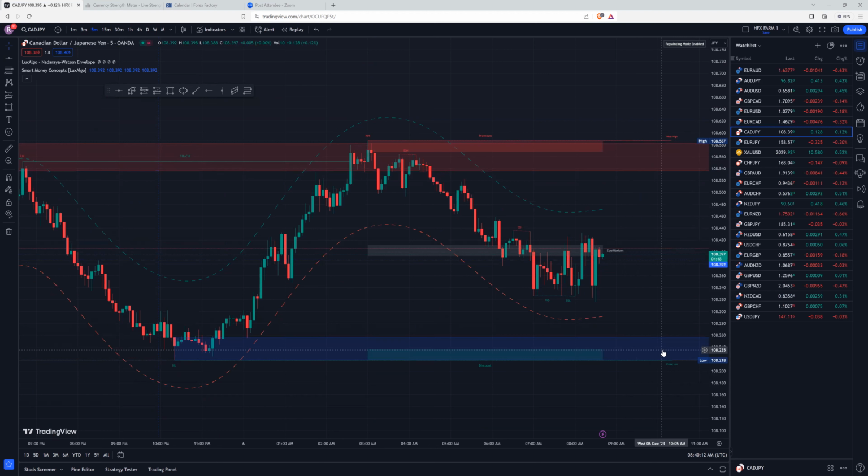So I hope you guys understand. If you don't understand, you can ask me any question. What is the order block? This red line and this blue line are the order block. Whenever you use the indicator and you see this red line and this blue line, those are the order block.